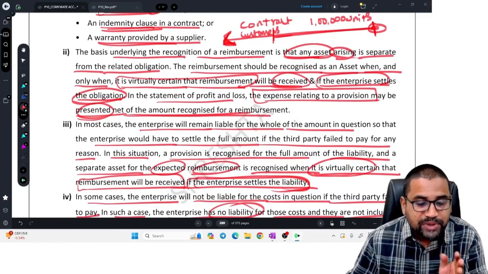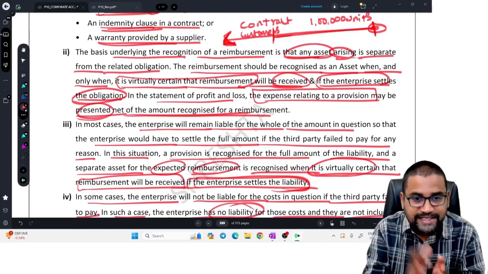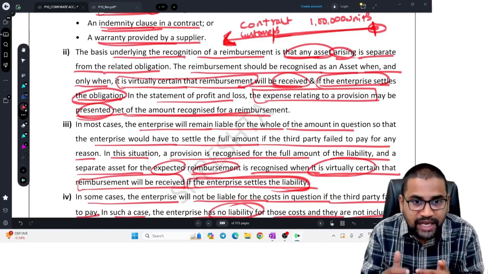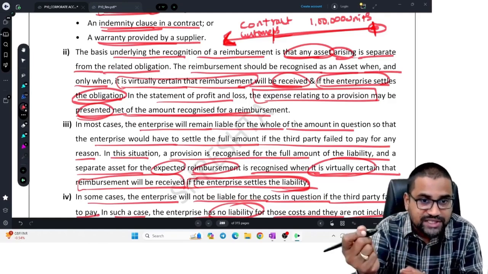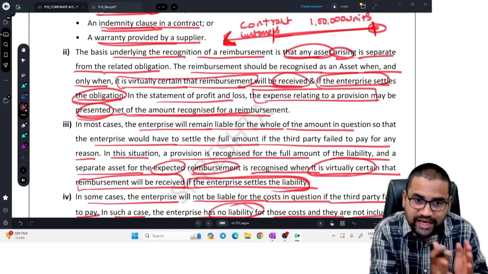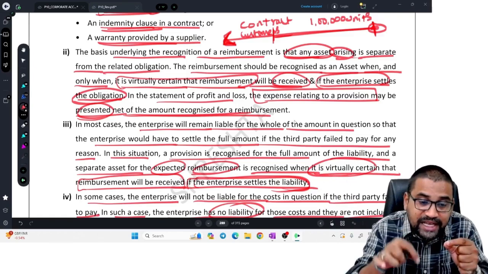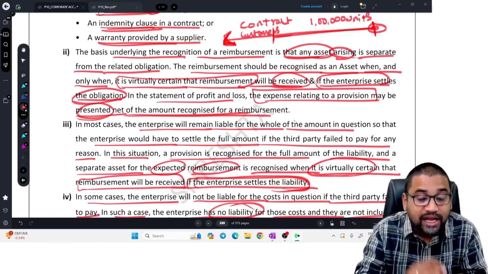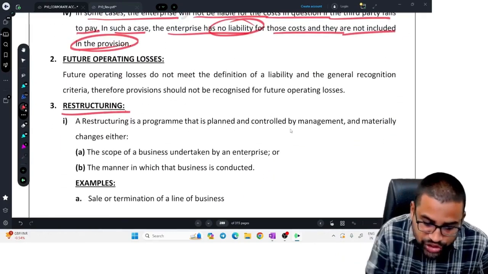Now this reimbursement amount we will recognize as an asset. Provision separate, asset separate. But in the P&L account, when you write expenses, corresponding to these expenses you can adjust. At the end of the year, if there is any balance in reimbursement, we will recognize it as a separate asset. And this reimbursement will be recognized only when it is virtually certain and you are going to use it to settle the obligation. Next, future operating losses.